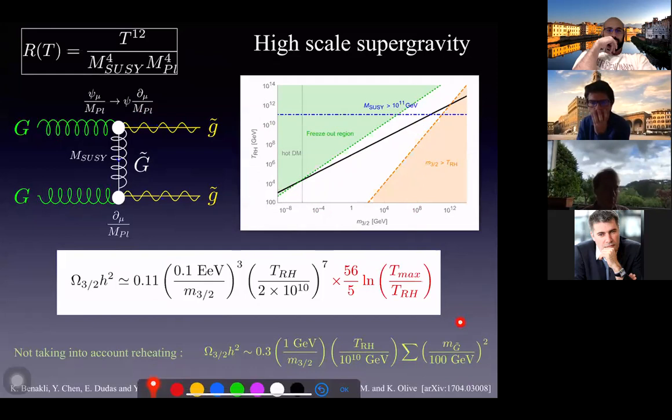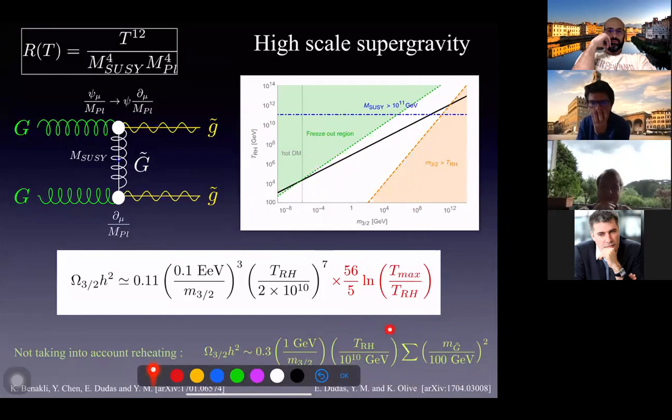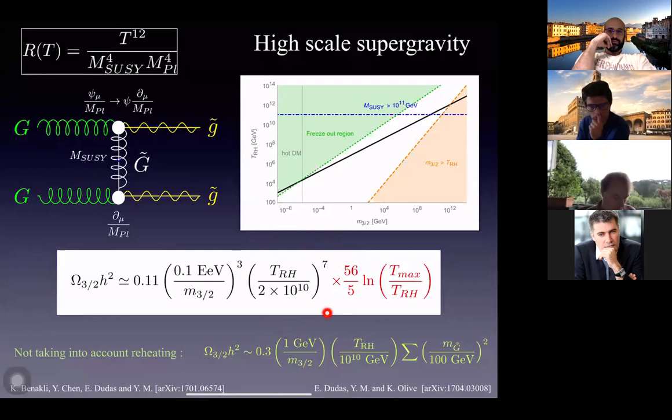a power in the reheating temperature. This is the density of the gravitino in the classical SUSY. As you can see, so you begin with T reheating. This was the first approximation I showed you at the beginning. When you do this, you just have the reheating temperature power 1. Okay, but if you take all that I told you for the refinement, you have reheating temperature power 7. So you see the big difference you have if you take or not into account what is produced before the reheating, and you make all the real refinements.